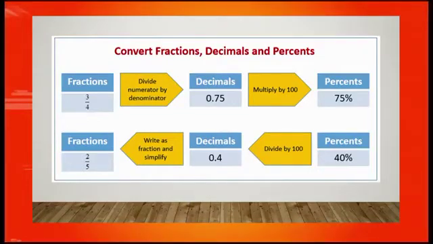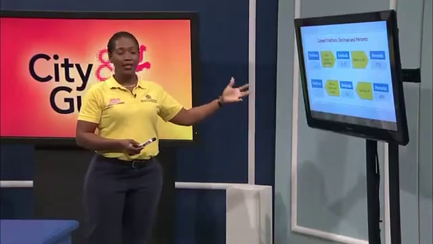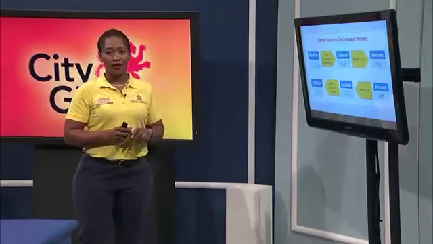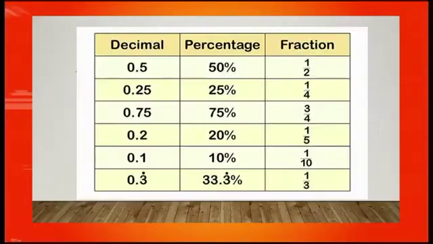Then I now have a percentage, 40%, and I want to make it a decimal. I divide by 100. So 40/100 is 0.4 as a decimal, and write it as a fraction. We are now 40 out of 100, and we pretty much simplify, and you would end up with 2/5.